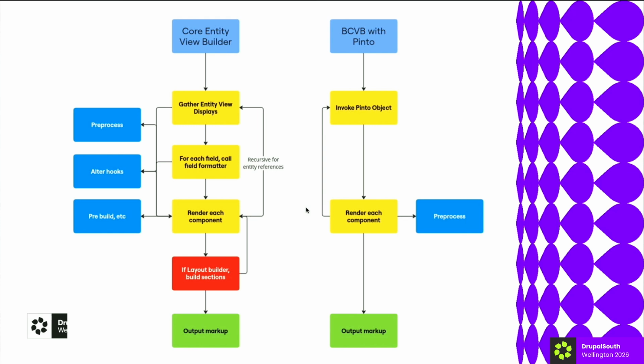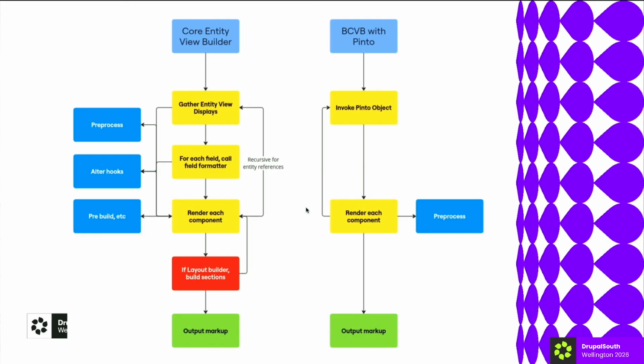So quickly looking at the difference between rendering with Pinto and rendering through core system. I don't know if you've ever stepped through the rendering lifecycle from the moment a view is called on an entity to the end, but it's pretty long. There's a lot going on there.